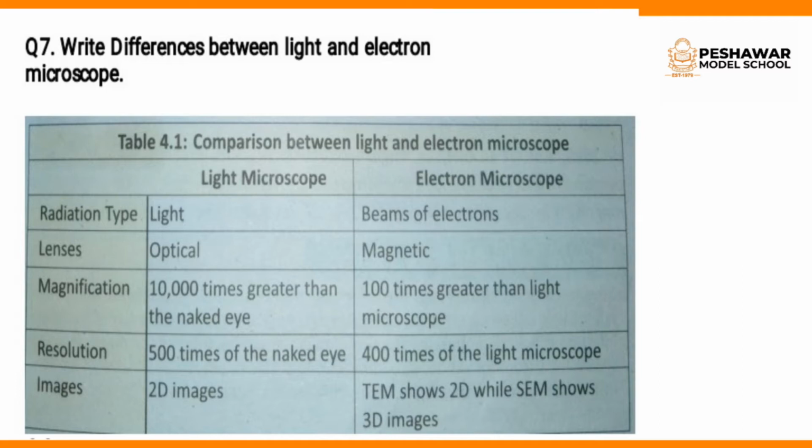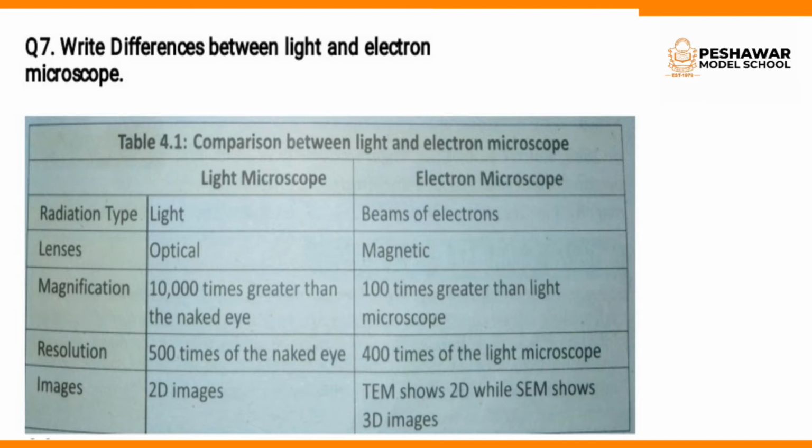The resolution power of the light microscope is 500 times that of the naked eye, while the resolution power of the electron microscope is 400 times that of the light microscope. In the light microscope, we can see two-dimensional images, also known as 2D images, while in the electron microscope, the transmission electron microscope shows two-dimensional images, while the scanning electron microscope shows three-dimensional images.